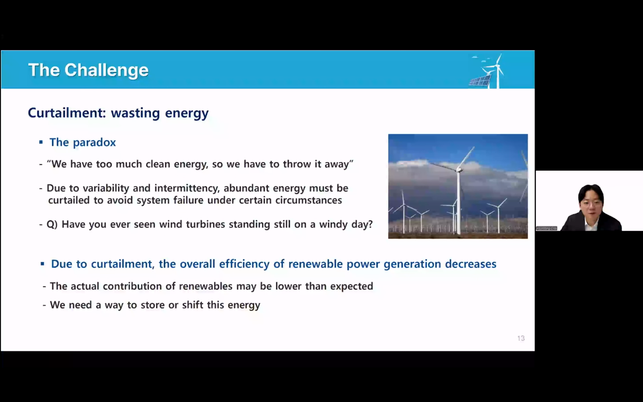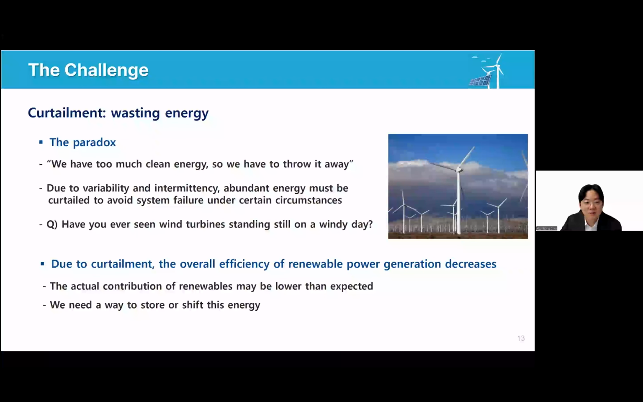Finally, the curtailment. Curtailment is some kind of paradox. We have too much clean energy, so we have to throw it away. Due to variability and intermittency, abundant energy must be curtailed to avoid system failure under certain circumstances.